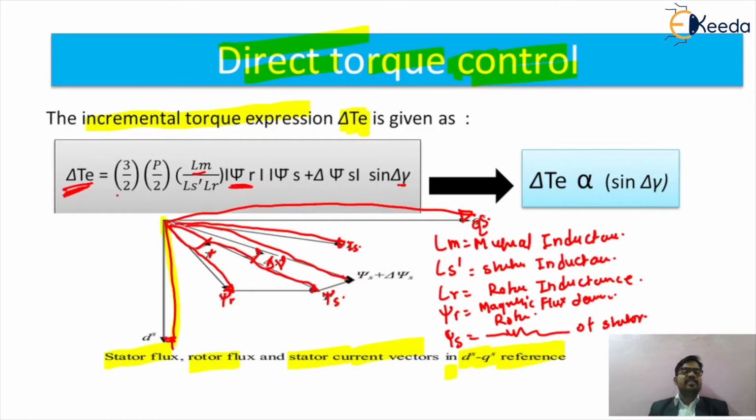We call it del Te is equal to 3 by 2, P by 2, Lm divided by Ls dash into Lr, the magnitude of psi r into psi s plus change in psi s into sine of the change in gamma value. It will definitely give you the change in the flux, which will be responsible for the change in Te, or the change in the incremental torque expression.